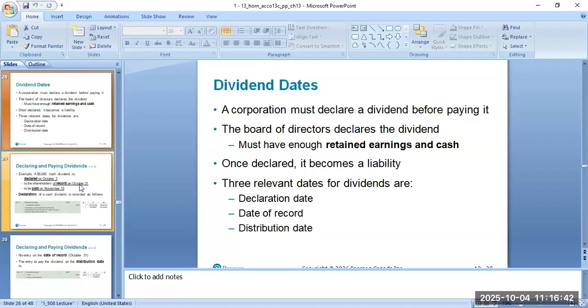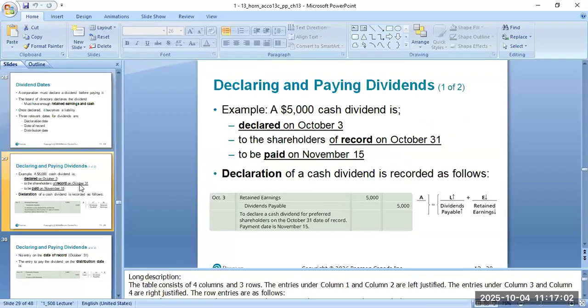So now we have the three dates. Date of declaration, today, December 1st, becomes a liability. Who's going to receive the dividend? Whoever has the shares on December 15th. When are they going to receive the dividend? On December 25th. That's basically how the statement is.